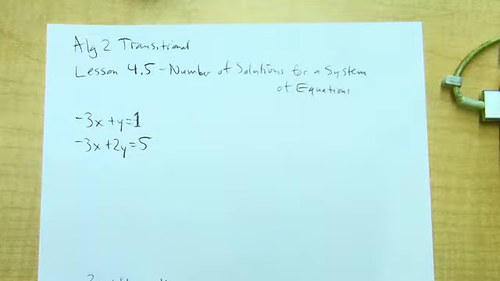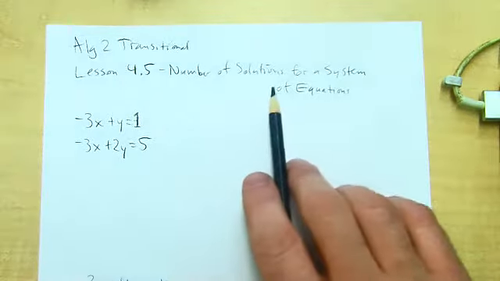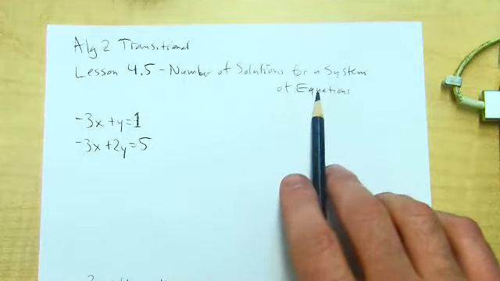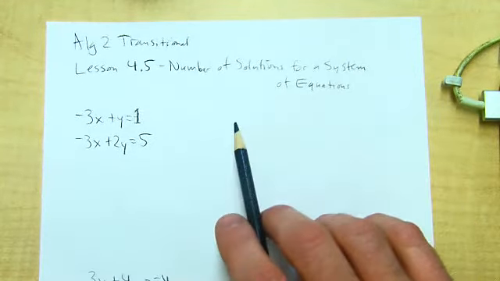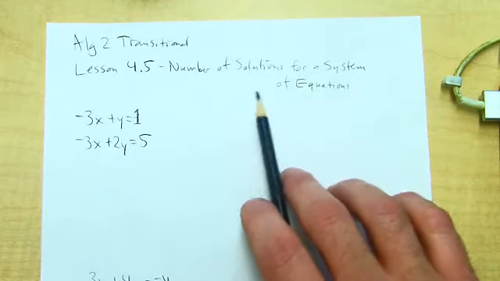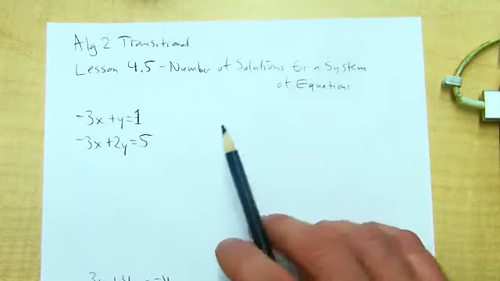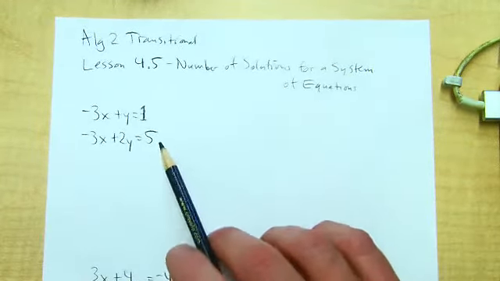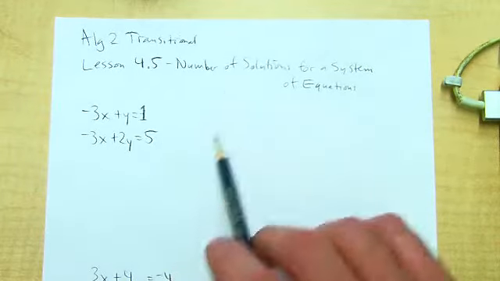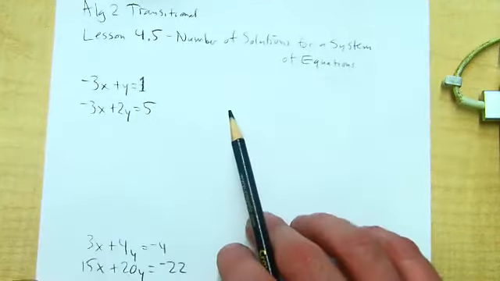I think there'll be one more section after this, but this is lesson 4.5, the number of solutions for a system of equations. Okay, could have one solution, zero solutions, or actually infinite. So it's just showing that you know how to determine how many solutions there are. We'll do 3 examples here.